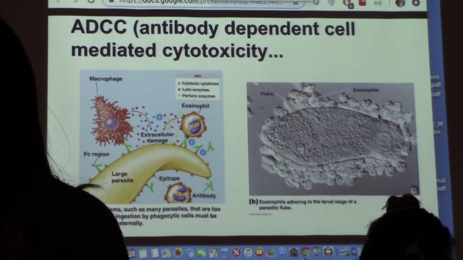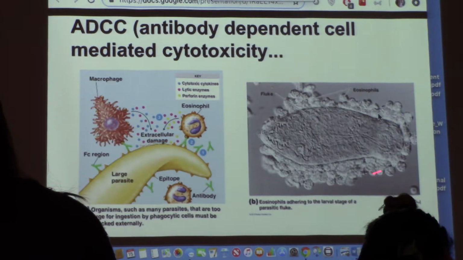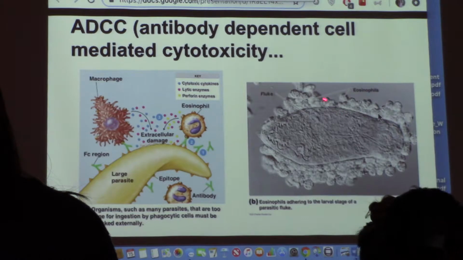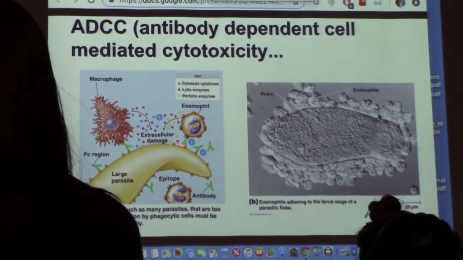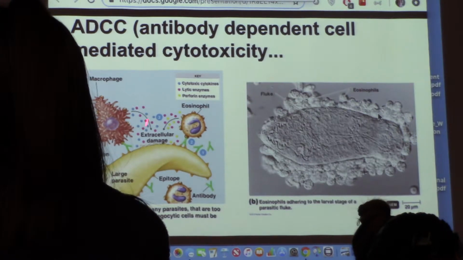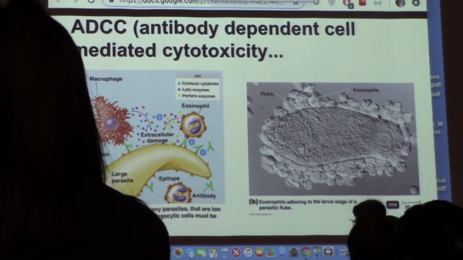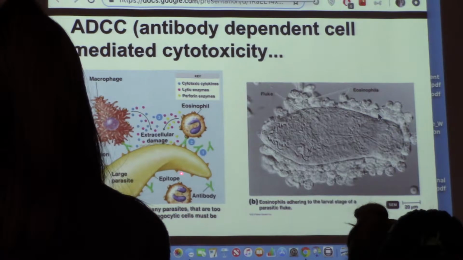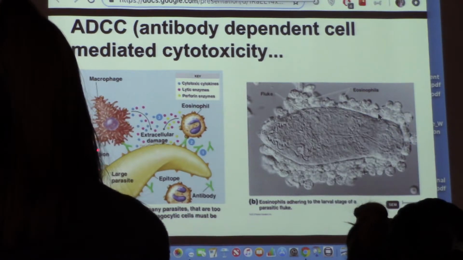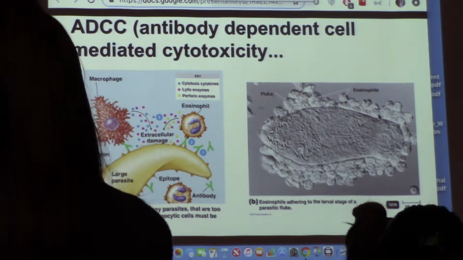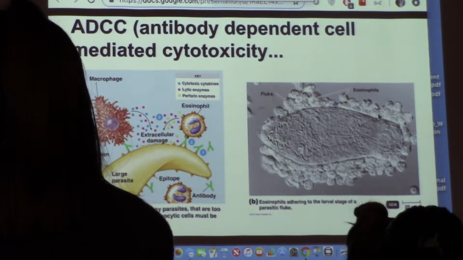All right. This is just another slide showing another larva. This is actually a flatworm. And you can see the eosinophils binding to it. They're binding in response to the antibody, and then they're secreting all these nasty chemicals. Super cool. See the little epitopes, right? The antigens have epitopes. You can see the antibodies, a lot of the terms that we've been talking about, that's the constant region of the antibody, that's the variable region.